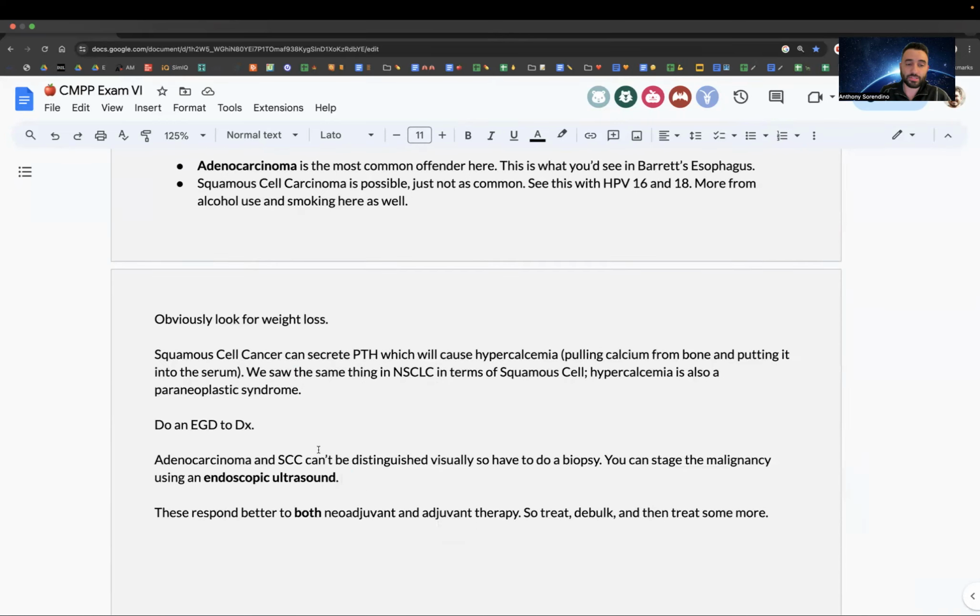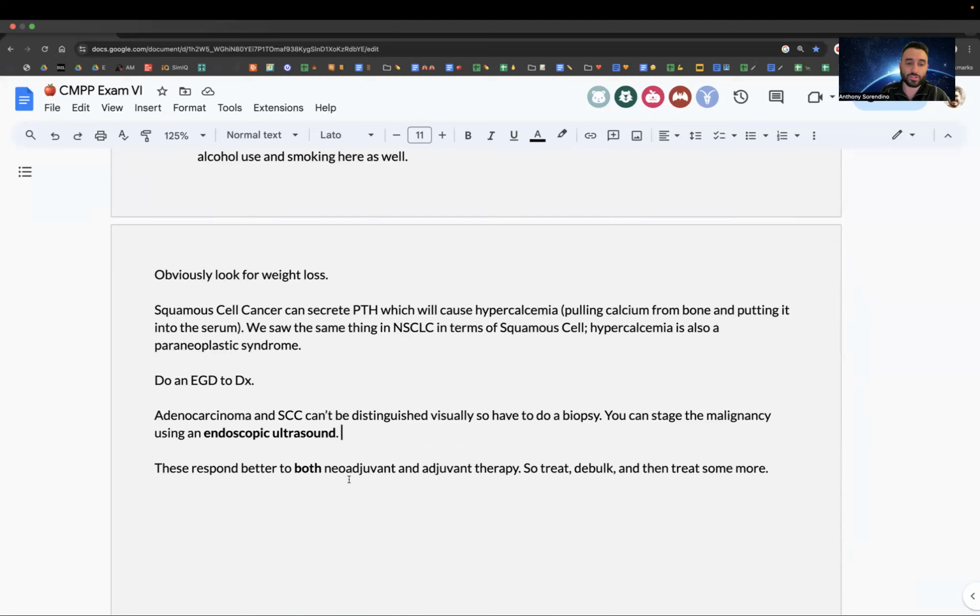And diagnostic choice here is going to be, you could do an EGD, but then you can stage the malignancy with an endoscopic ultrasound. I could see that being a question. And these are going to respond better to both neoadjuvant and adjuvant therapy. So neoadjuvant is we do some chemo and radiation before, then we take out the tumor, the mass, and then that's it. And then adjuvant is we take out the tumor or mass and we do some radiation or chemo after. For this, we're going to do all of that. We're going to do before, we're going to take it out, and then we're going to do it after as well.